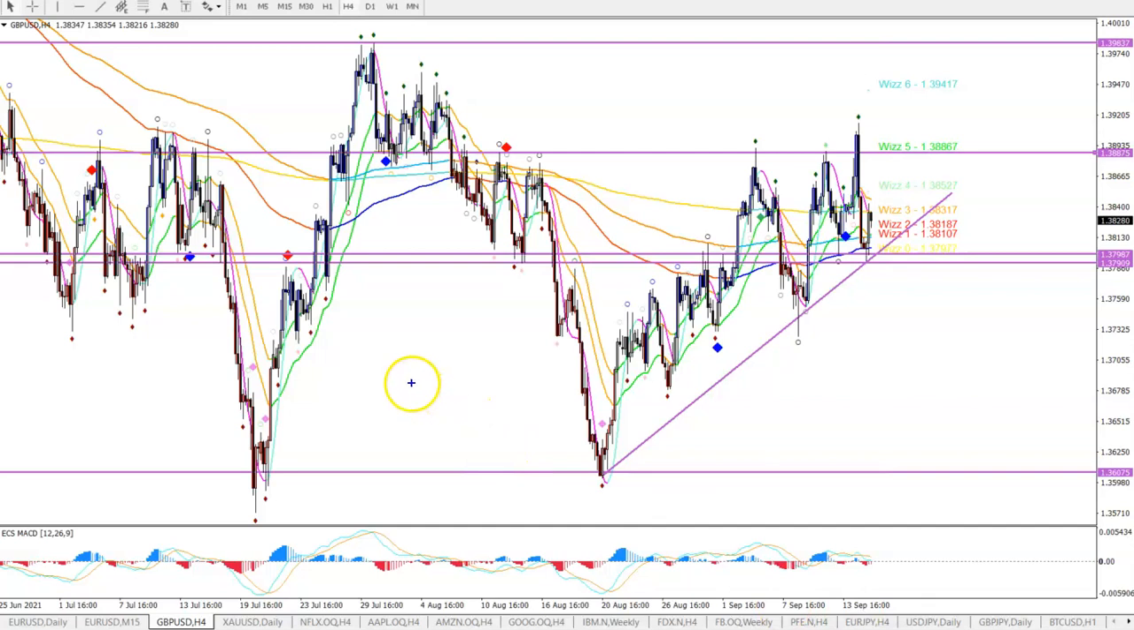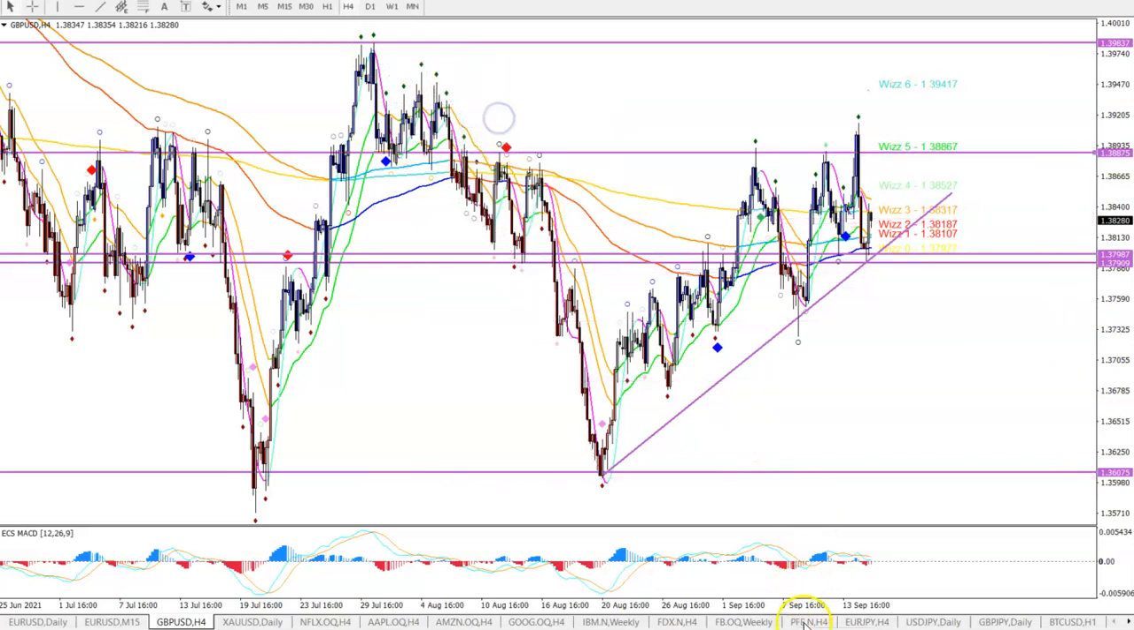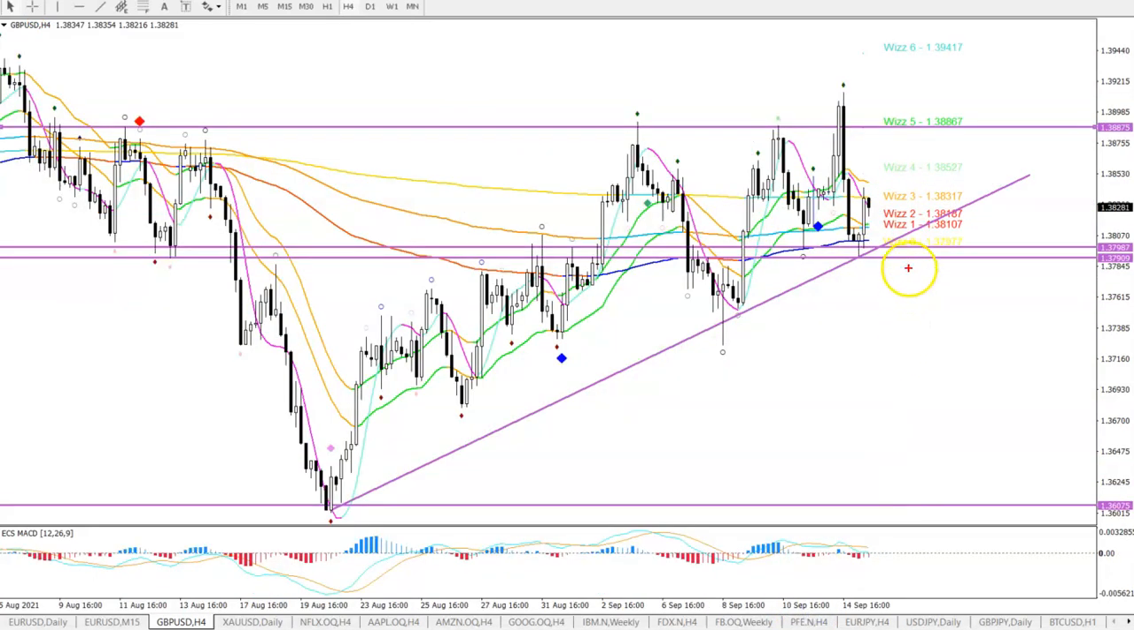But typically a wave C is more complicated. So if this is an A, B, C, yeah. So this probably, maybe, let me put the fib back on here, from here to here. It could be that the wave C is finished, but we would need a bearish break below, in my view, 137.90 here for that potential.